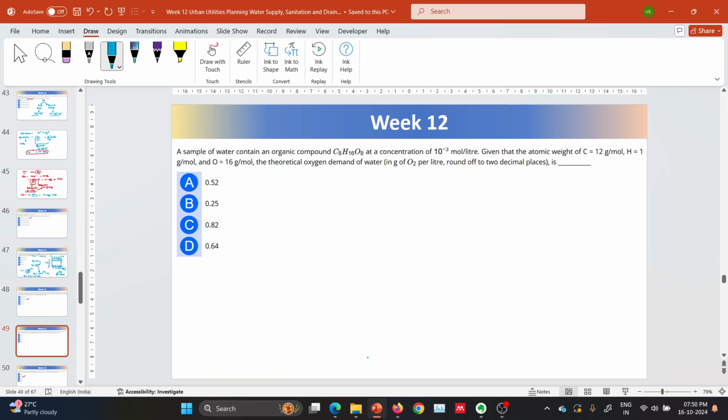So we need to calculate theoretical oxygen demand. Theoretical oxygen demand is for the decomposition of this compound, C8H16O8, in presence of oxygen. It will be oxidized to CO2, and the oxygen will reduce to H2O. So 8 carbons will form 8 CO2, and hydrogen are 16, so here we will get 8 H2O. So 8 oxygen will be there and 8 oxygen will be there.